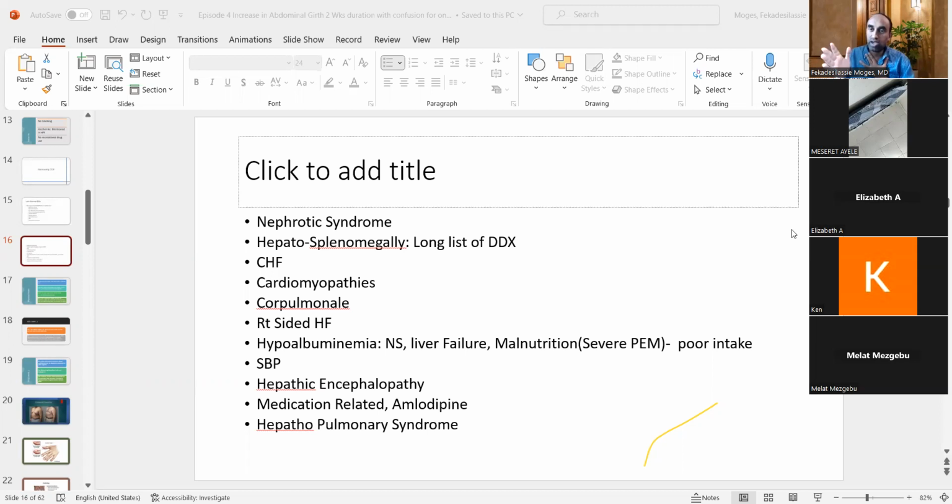Why do you need to wait for a couple of seconds after the patient changes position? For the fluid to shift fully. Yeah, the fluid has to shift, right? So just a couple of seconds and the fluid automatically goes to the dependent area. So then you start percussing again and what happens?